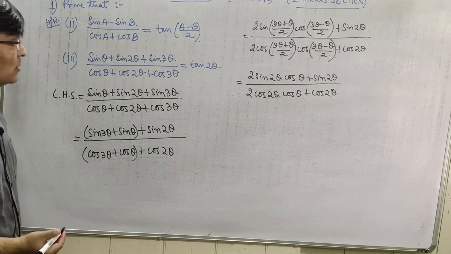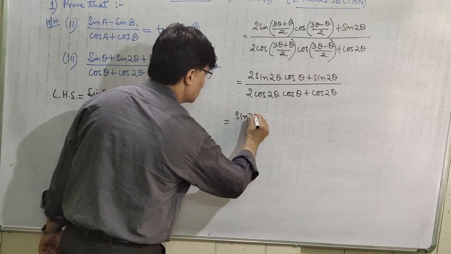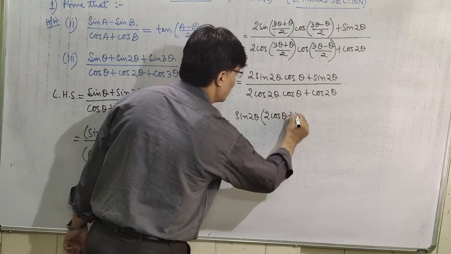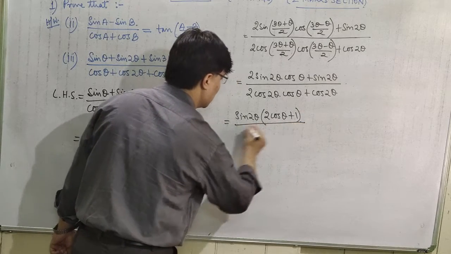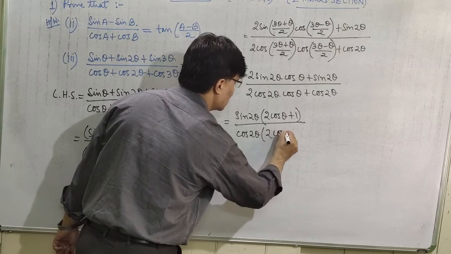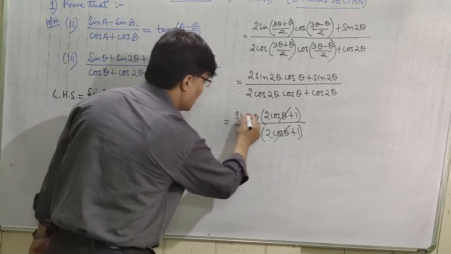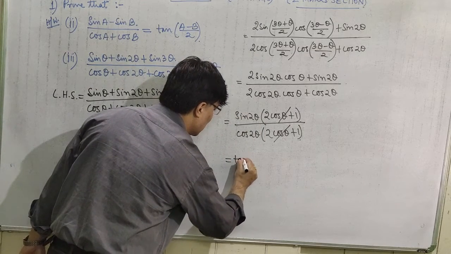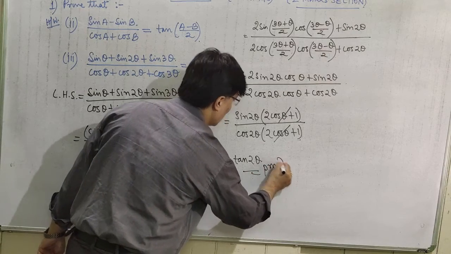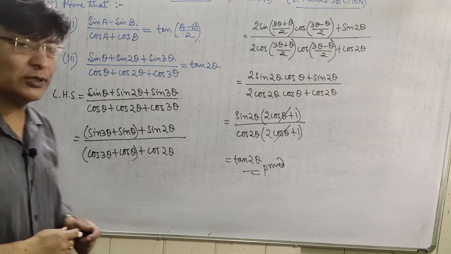So now we can take common here. What is common out here in the numerator? Sine 2 theta is common within bracket. This is 2 cos theta plus 1, divided by, here cos 2 theta is taken common within bracket. This is 2 cos theta plus 1. So here these two will be cancelled. What is sine 2 theta by cos 2 theta? That is your tan 2 theta. So it is proved. So I think you have understood it. So you can copy it. Now we'll do the next question.